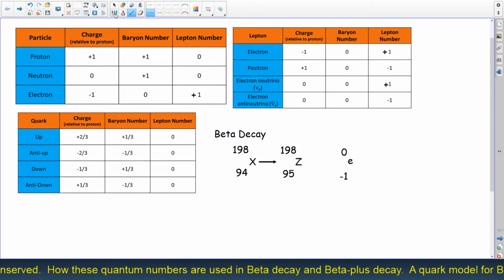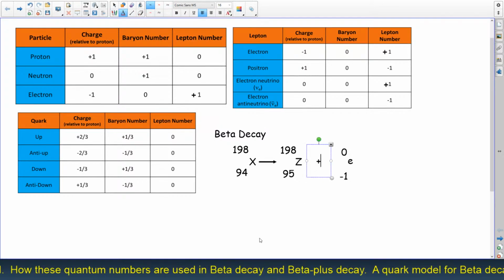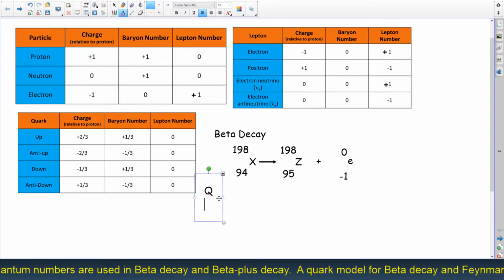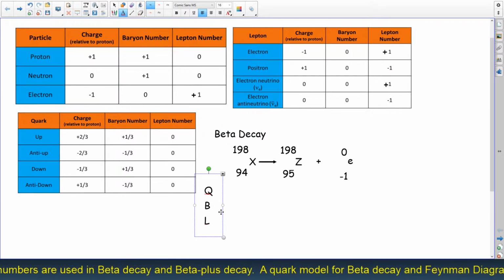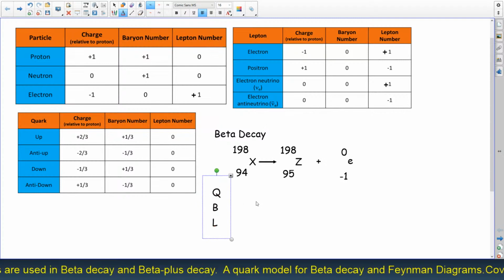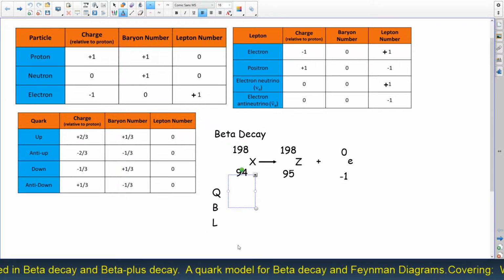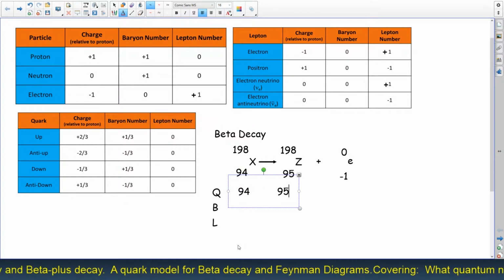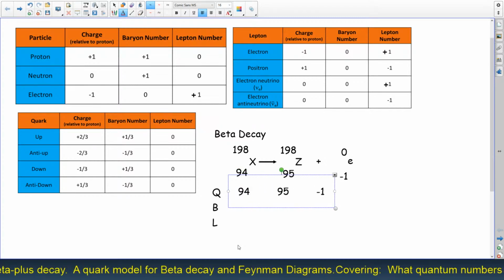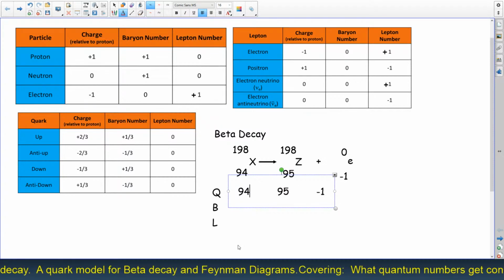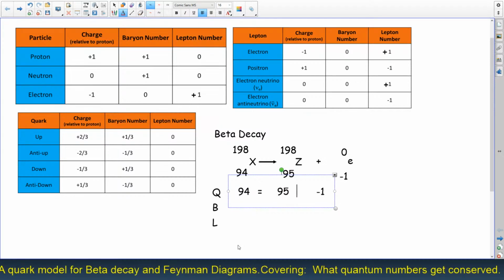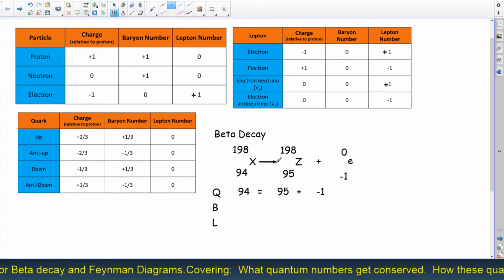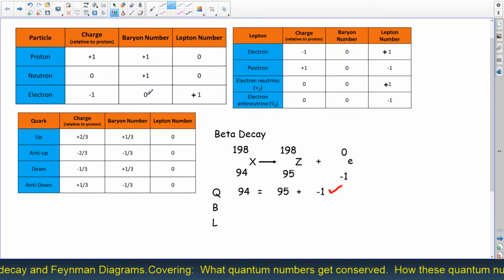All right. So this is our equation that we want to play with. And again, we will have our list of quantum numbers. We want quantum number Q, quantum number B, and quantum number L for charge, baryon number, and lepton number. So on the left-hand side of the equation, we have a charge of 94. And on the right-hand side, we have a charge of 95 and -1. And 94 is equal to 95 plus -1. So we have conservation of charge and everything is okay.